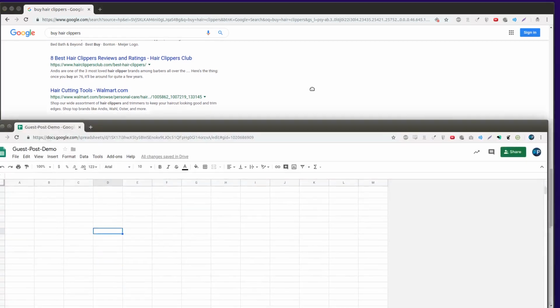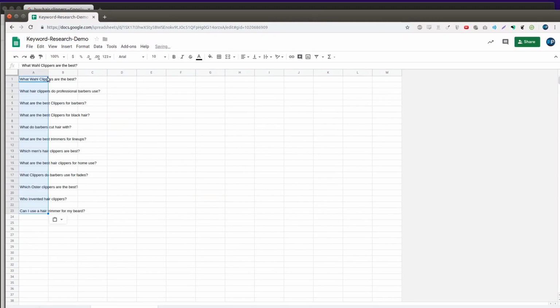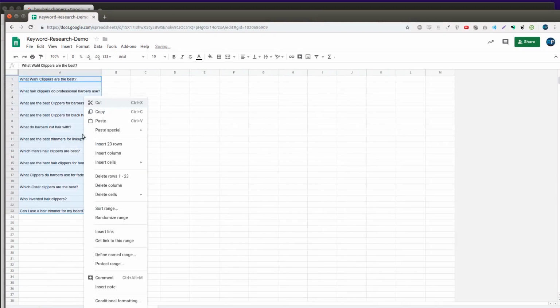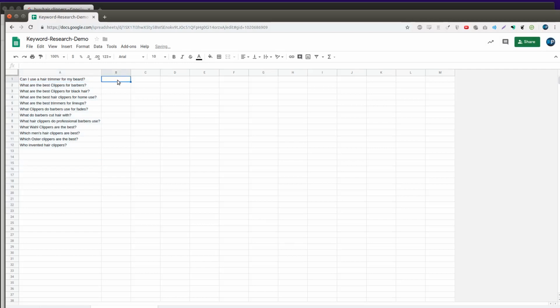And I'm going to pull up this spreadsheet, which is no longer a guest post demo. And we'll put these in here. And if we want to remove this space, we can right-click, sort range, and it'll remove that for us. And these are people also ask keywords. And that shortcut is Control-D to drag that.